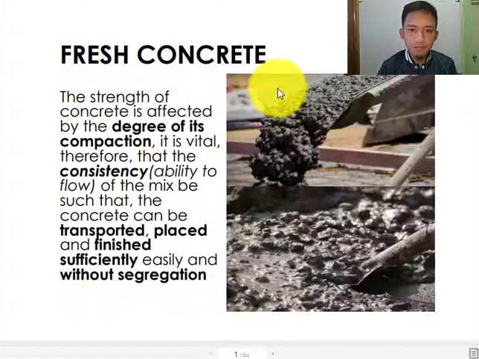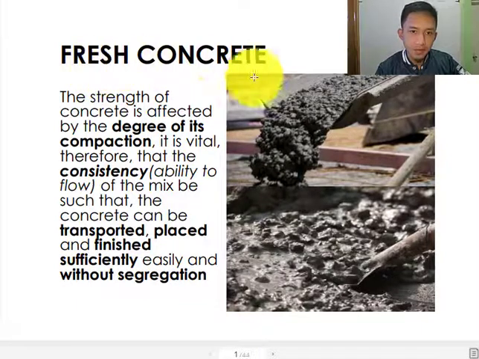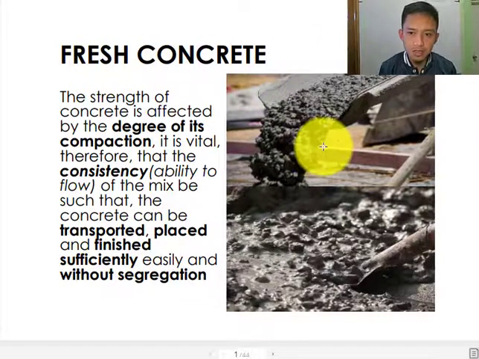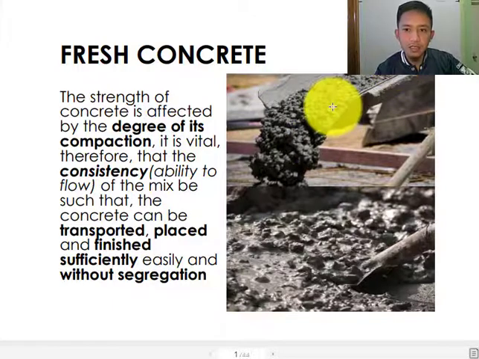So, fresh concrete. Let's separate the topic of fresh concrete and hardened concrete. Let's analyze the properties of fresh concrete and the properties of hardened concrete separately. First is your fresh concrete. It means that it is still fresh, still to be mixed, or newly mixed concrete.